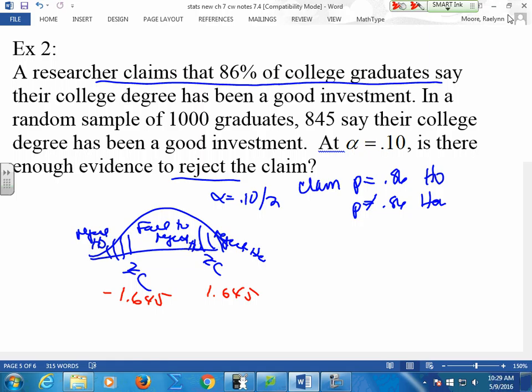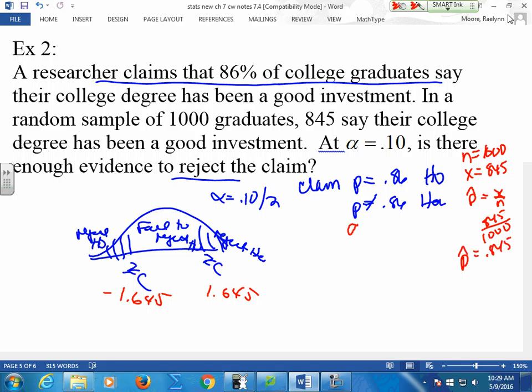Okay? Now the flip side of this also says, for my p-val, when I get my p-val for that test statistic, I'm going to have to multiply my p-val by 2. If I divided this by 2, I'm going to have to multiply the other one by 2. So I pull out my test information. 1,000 graduates, 845 said that it was a good investment. I need the p-hat. The p-hat is x over n. They made it nice for us, so my p-hat is 0.845.